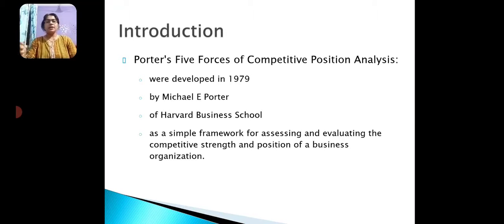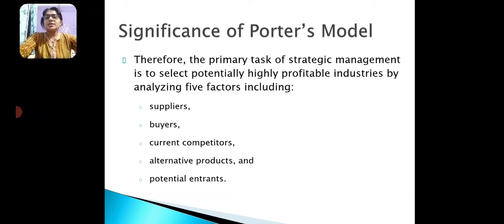Now let us see a small background about Michael Porter and this 5 forces model. It was developed in 1979 by Michael E. Porter of Harvard Business School. This is a simple framework for assessing and evaluating the competitive strength and position of a business organization, as well as you can apply this for the industry. Then, what is the significance of this Porter's model? The primary task of strategic management is to select potentially highly profitable industries by analyzing 5 factors.